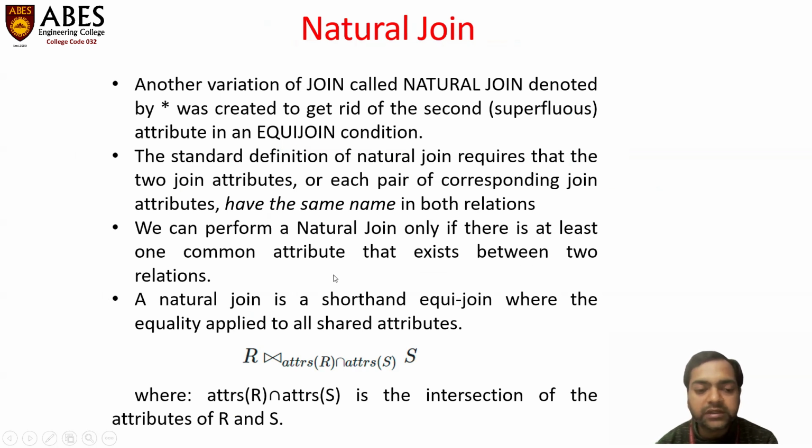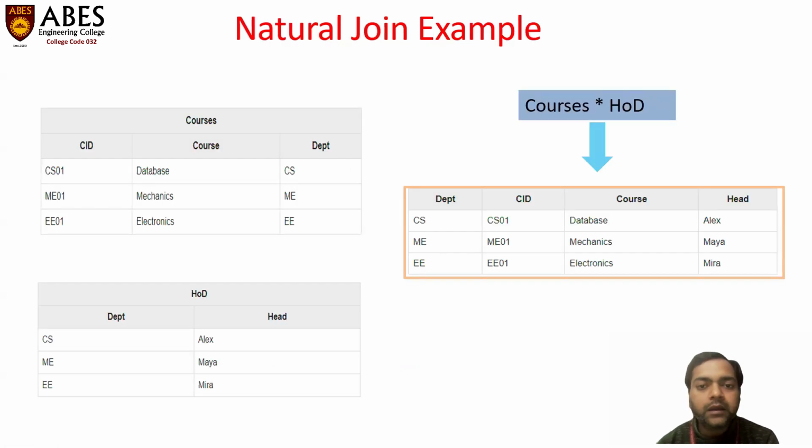We have already discussed that. A natural join is a shorthand equijoin where the equality is applied to all the shared attributes, right? So in this case, you can see that we have applied a join condition on two different relations R and S, and here we are applying the intersection on the attributes of R and the attributes of S.